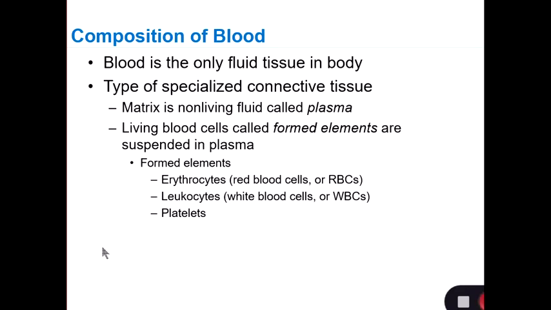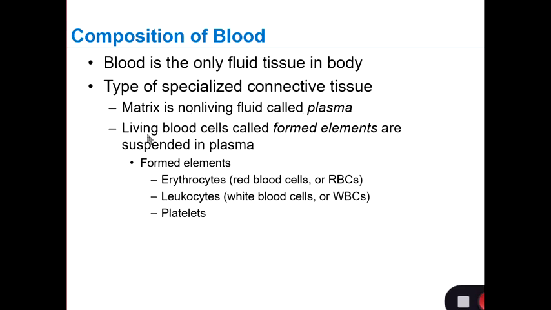In this video, we're going to look at the composition or constituents of blood. It's the only fluid connective tissue in the body. It's specialized connective fluid because it can circulate throughout the body and it's in liquid form. The matrix of this connective tissue is plasma, and the plasma is the liquid part of blood that's not living.